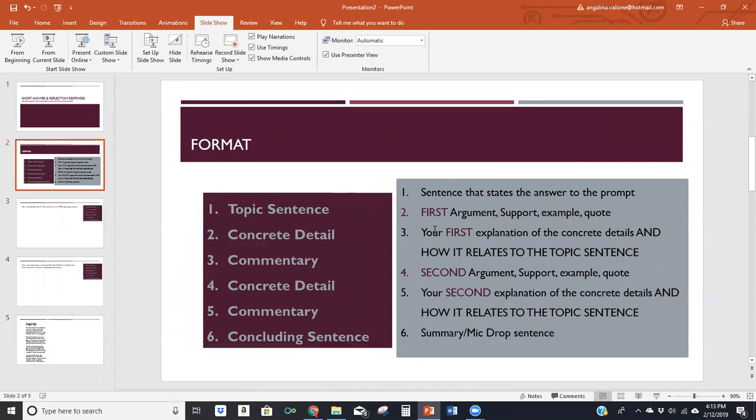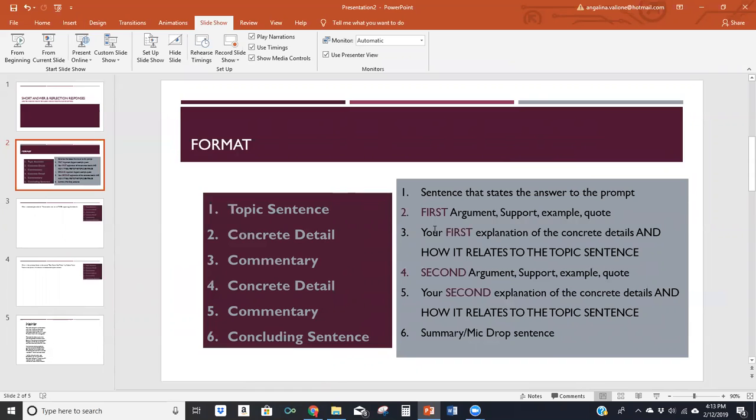So this should create a solid paragraph. It doesn't mean you only need 6 sentences. If you see how I've got this labeled 1 through 6, your commentary or even your concrete detail might take more than 1 sentence to thoroughly answer or write. So don't get stuck on 6 sentences, though 6 would be a good minimum at least, unless you can combine them, but you do need to include the entire parts.